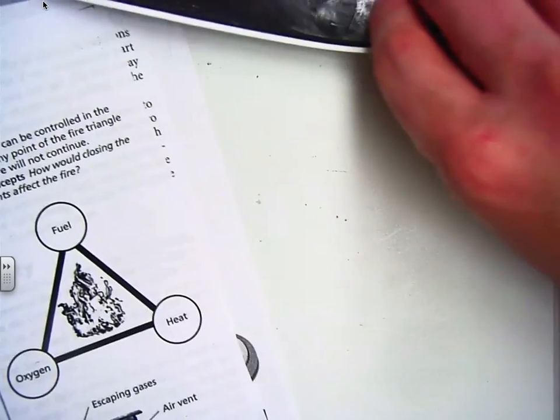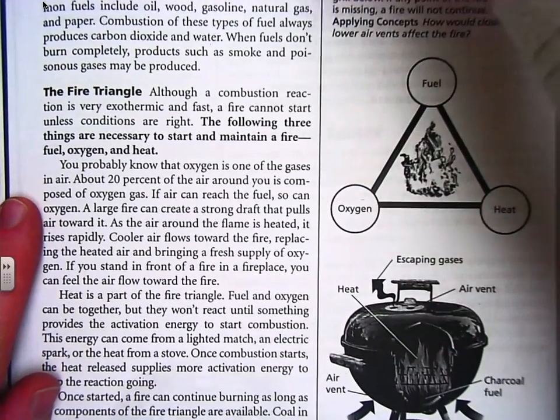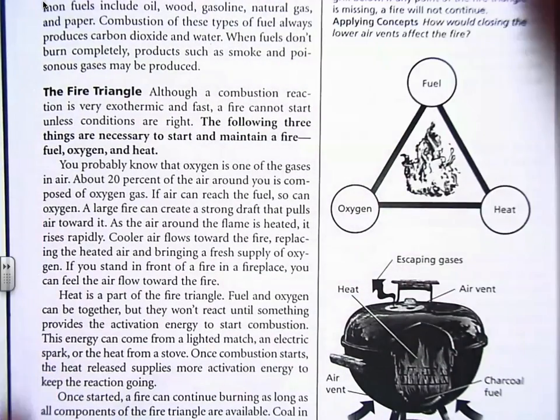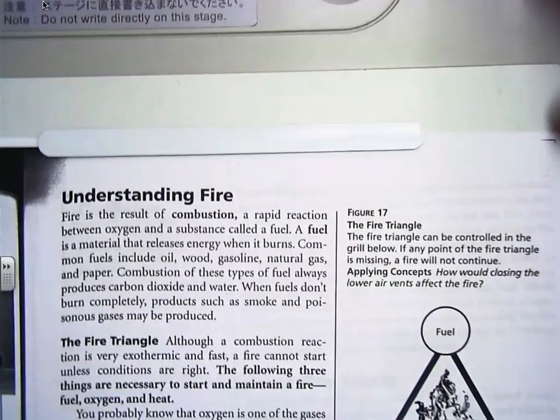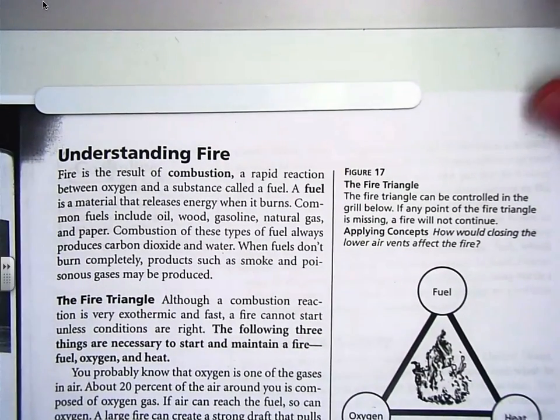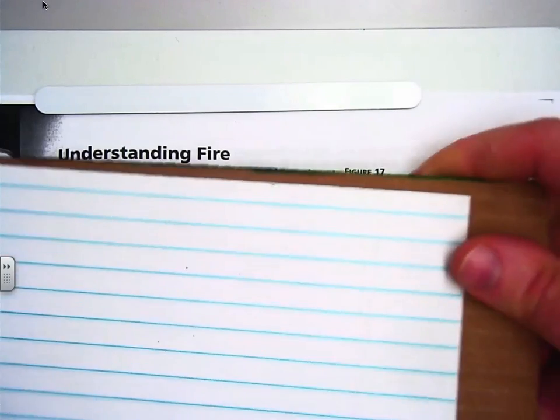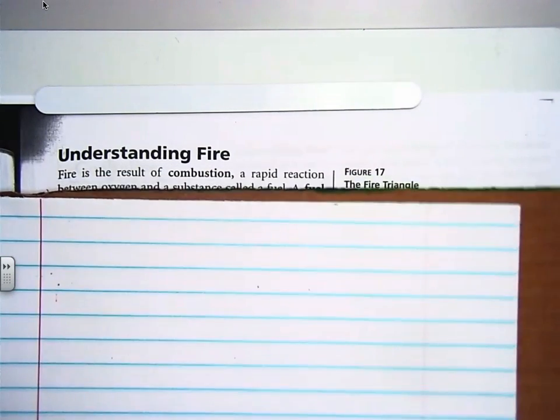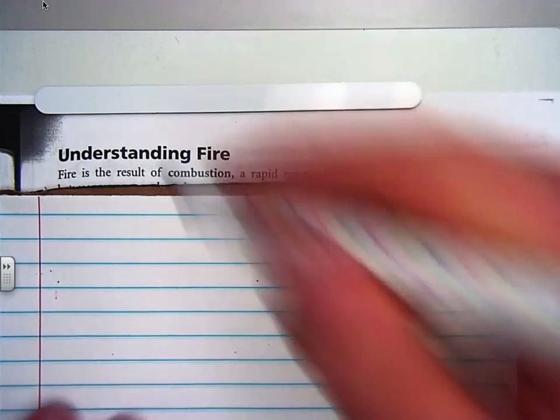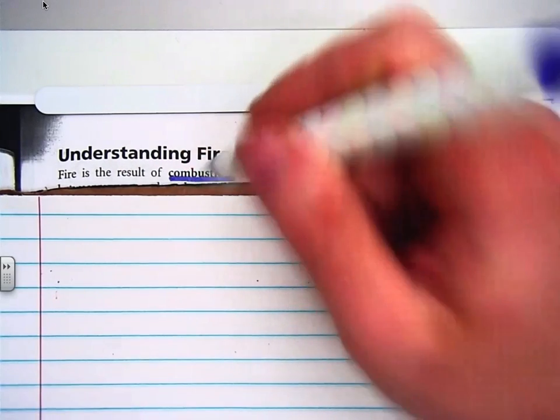Okay, moving on to the next page. Oh man, looks like I've lost page 212. Alright, 213. There we go. Understanding fire. Maybe a little point in your notes that you can have. Fire is the result of combustion. Oh, this is a vocab word. I know what combustion is, do you? If you think combustion just means to burn, you're wrong.